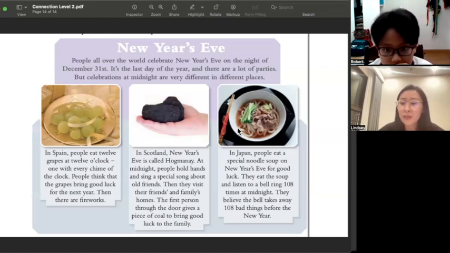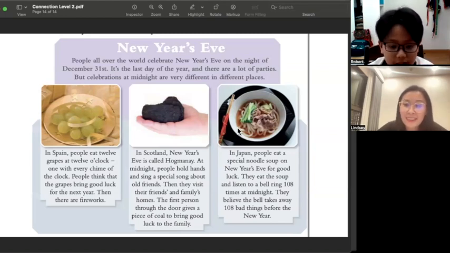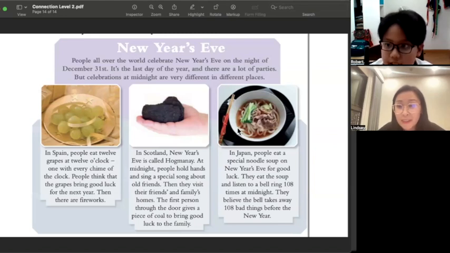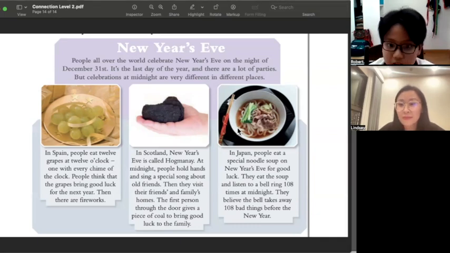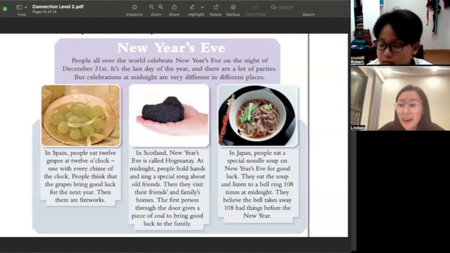After they eat the grapes, what do they watch? After they eat grapes, they watch fireworks. Do you watch fireworks with your family on New Year's Eve? Yes. In my house, I can see fireworks. So you stay home and watch fireworks at home? Yes, you look through the window? Sometimes I go outside and I watch fireworks.